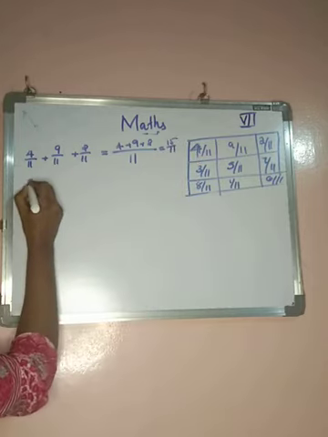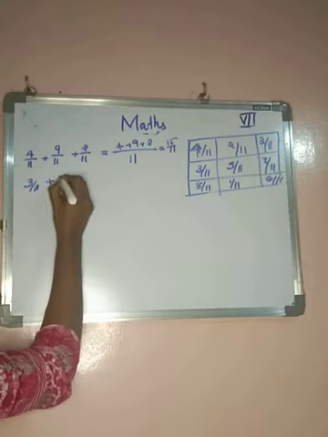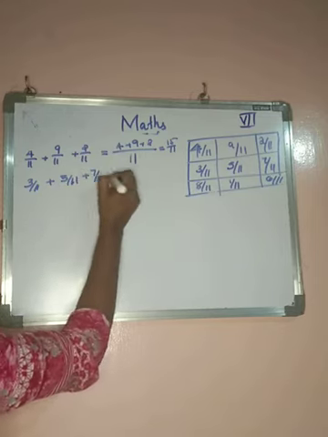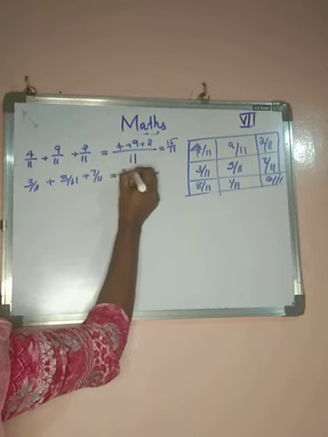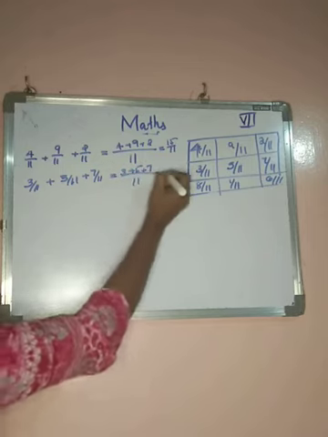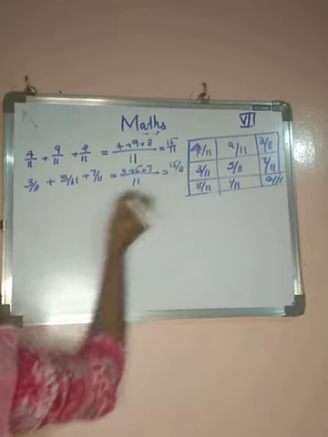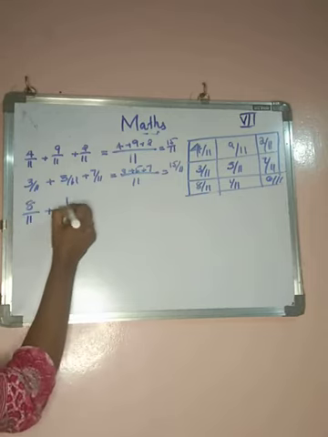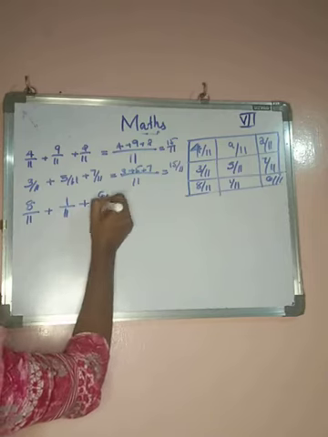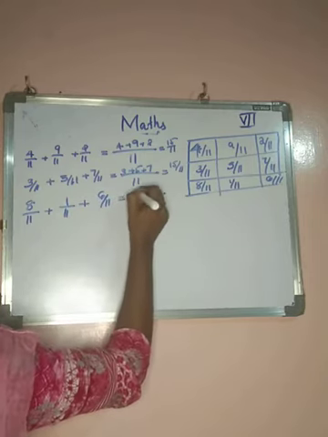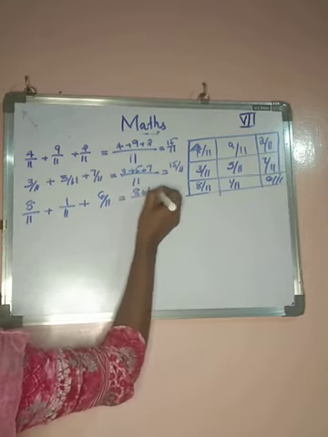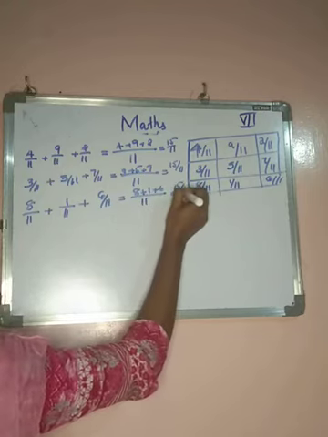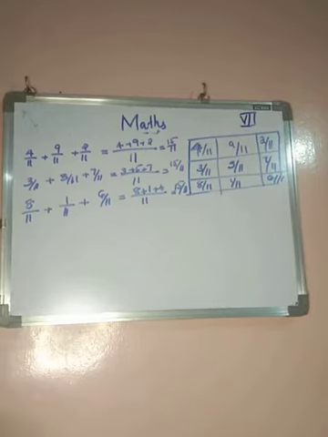Another row is 3 by 11 plus 5 by 11 plus 7 by 11. We get the answer 3 plus 5 plus 7 is equal to 15 by 11. And the last row is 8 by 11 plus 1 by 11 plus 6 by 11. We get the answer 8 plus 1 plus 6, 9 plus 6, 15 by 11. Okay. Each row gives the same answer.